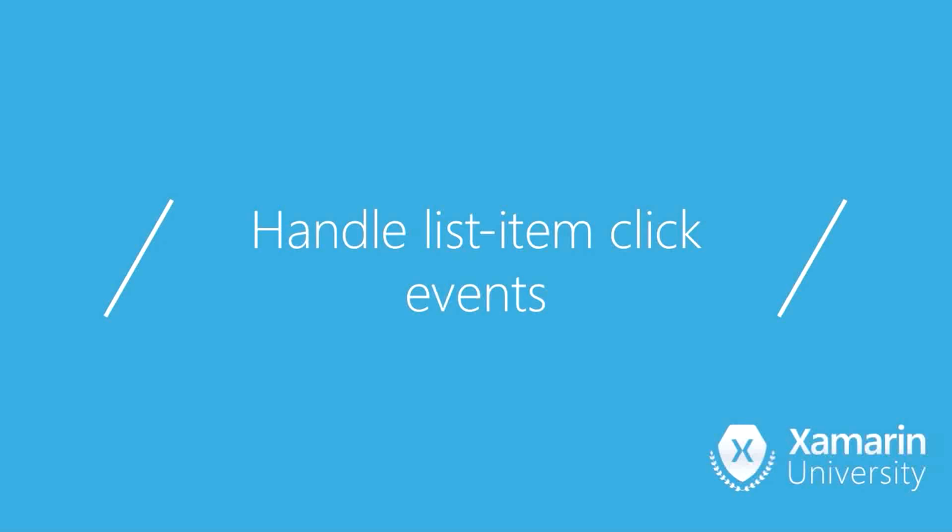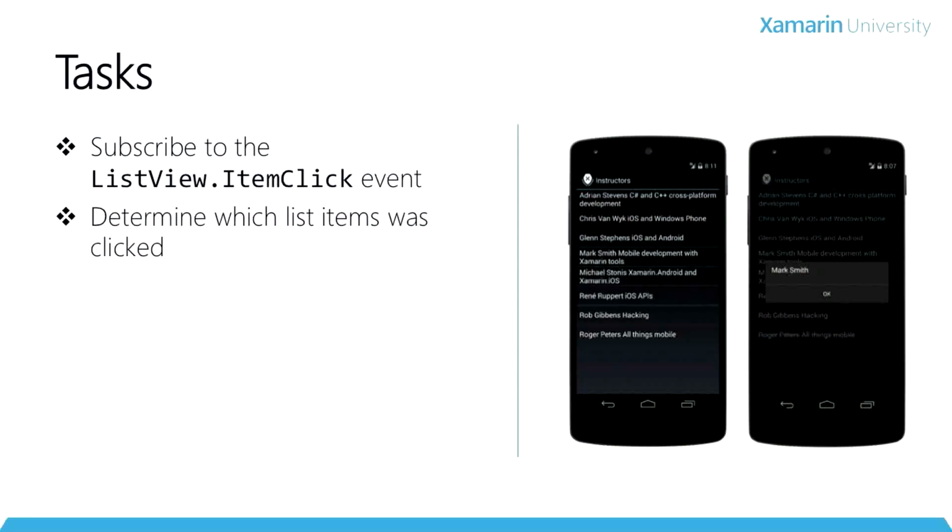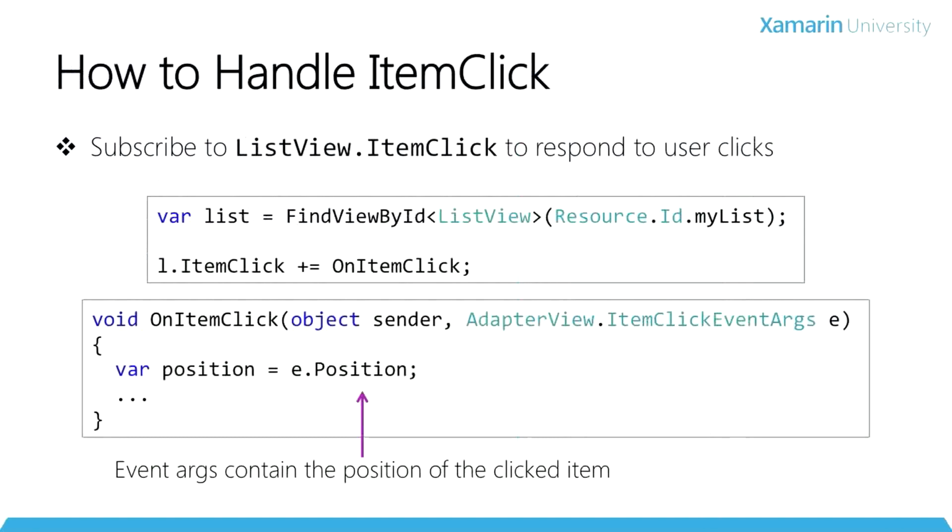The objective here is to see how to respond when a user clicks on an item in a list. So to handle an item click event, there are two key things we need to know. We need to know how to subscribe to the event and also how to figure out which item was actually clicked. To handle a click of an item, we subscribe to the ListView.itemClick event. And when this gets called, we get an event argument that indicates the position of the item that was clicked.